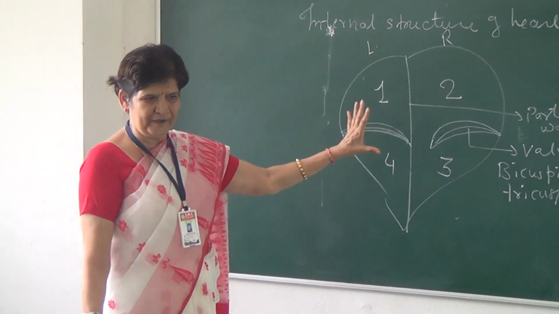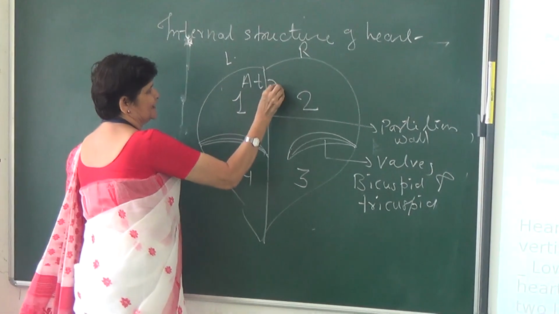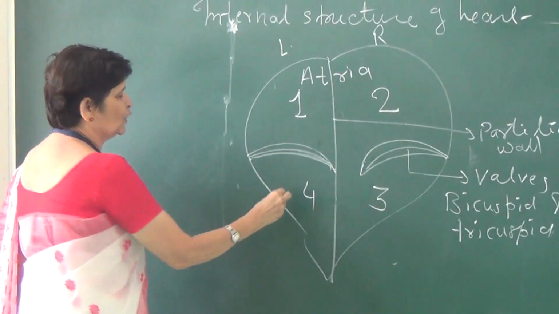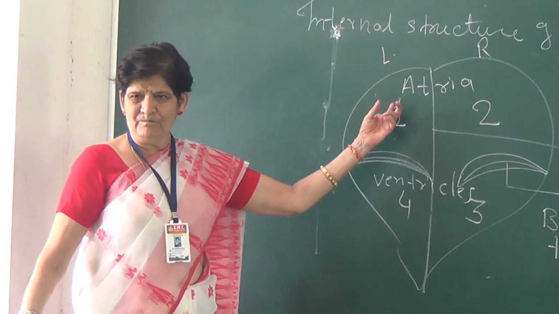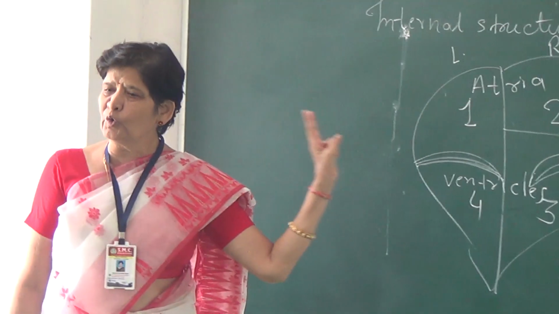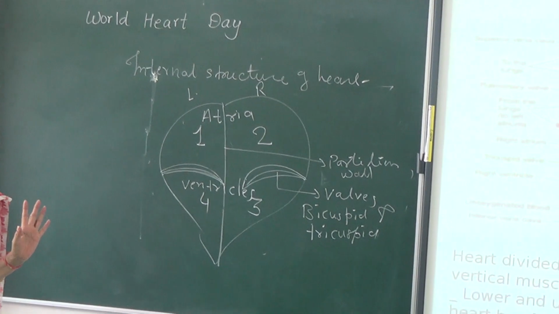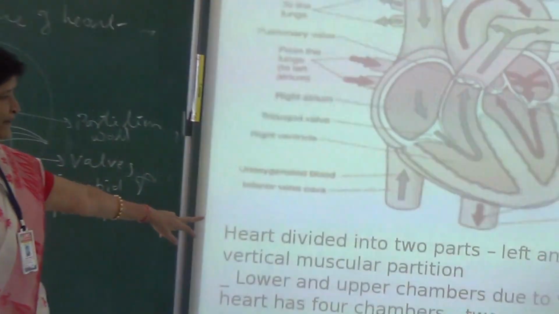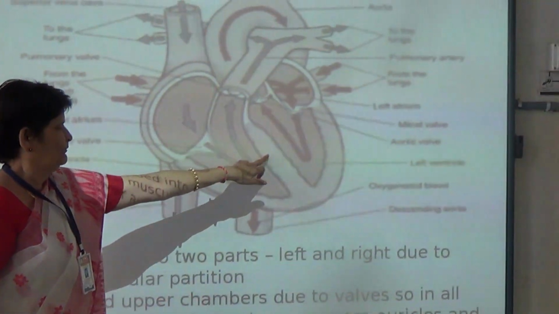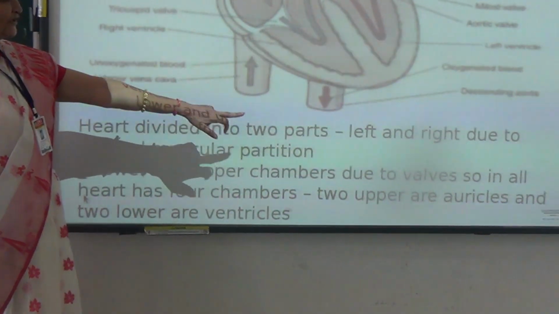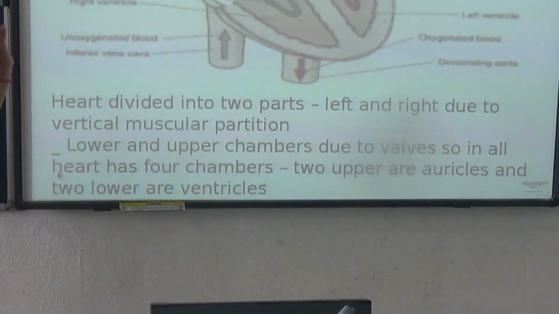So heart of human being, it is having 4 chambers. These upper chambers are called as atria, and lower are called as ventricles. Singular is atrium and singular is ventricle. So 2 atria and 2 ventricles, these are the 4 chambers of the heart. So divided into 2 parts, left and right, due to vertical muscular partition. This one. Then lower and upper chambers, due to walls present in them, 4 chambers are there. 2 auricles and lower 2 are ventricles.